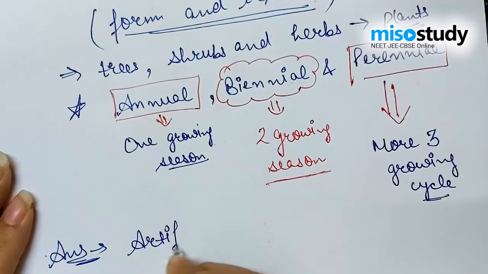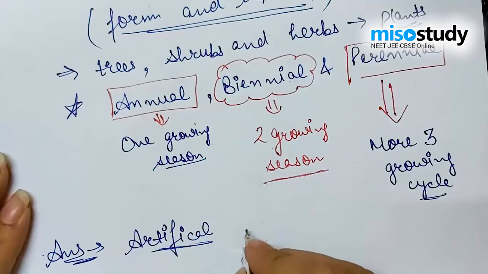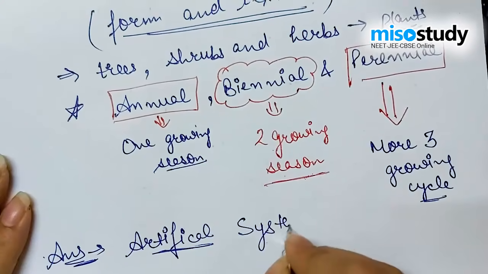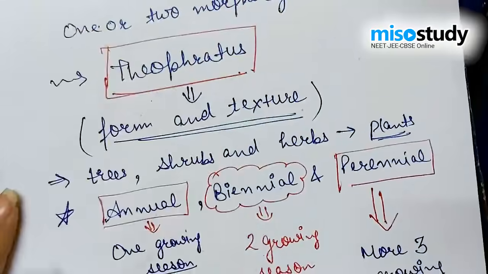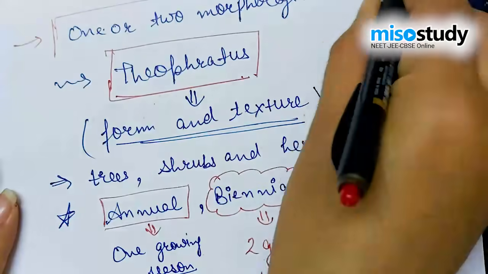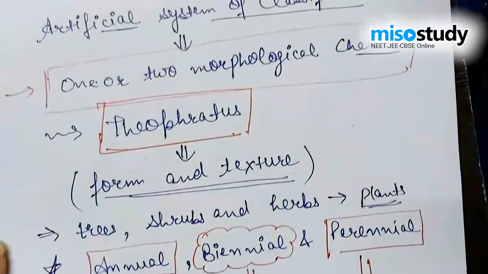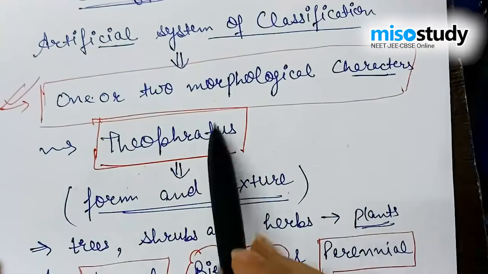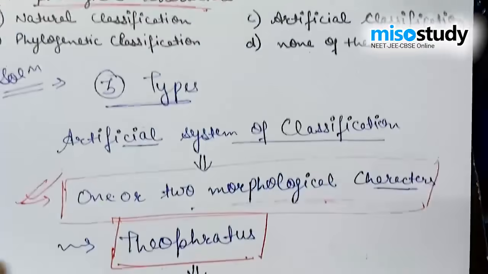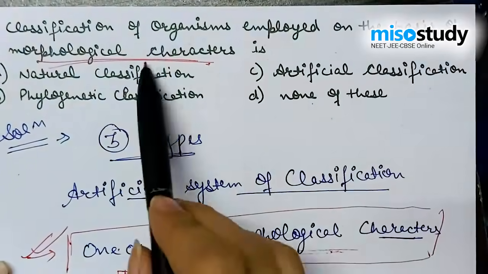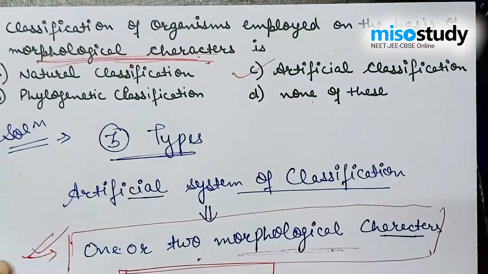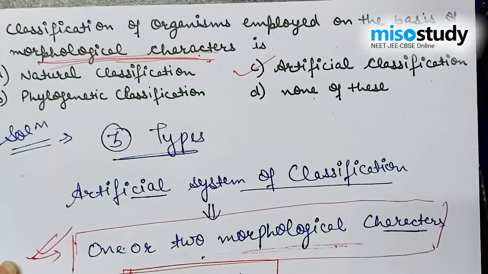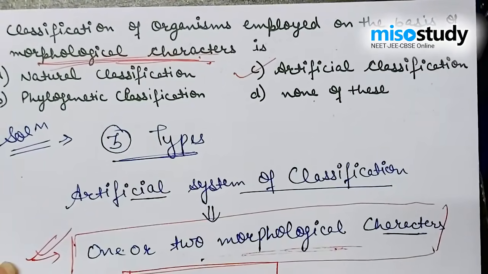Artificial system of classification, in which we generally consider one or more various morphological characters, and the question is asking about the classification of the organisms generally on the basis of morphological characters. So the right answer for the question is option C, that includes artificial classification. So move on to the next question from the plant kingdom.